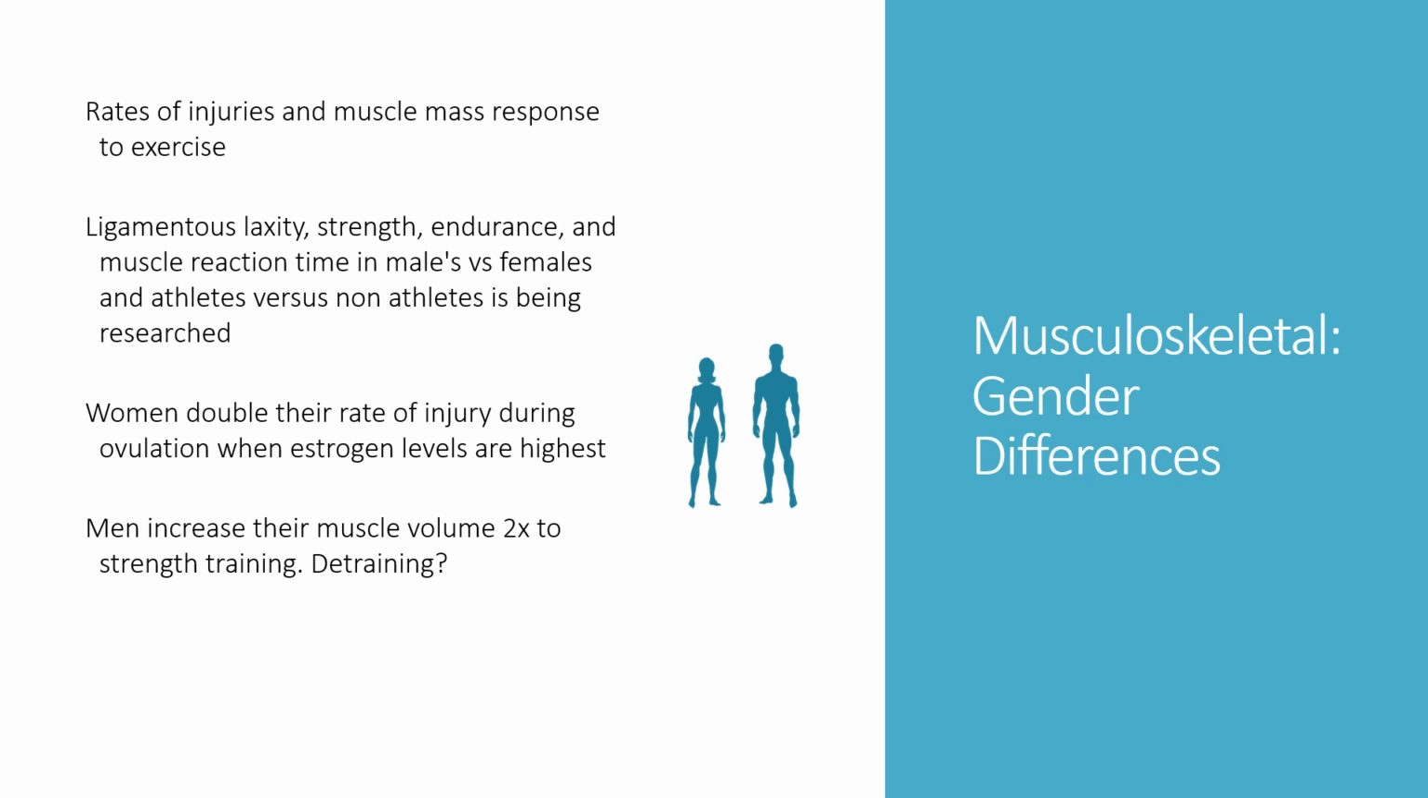Neuromuscular training is an effective strategy for preventing anterior cruciate injuries in female athletes. This includes proprioceptive and neuromuscular training techniques. Men have greater muscle volume increase compared to women with strength training and experience larger muscle mass losses during detraining compared to women.